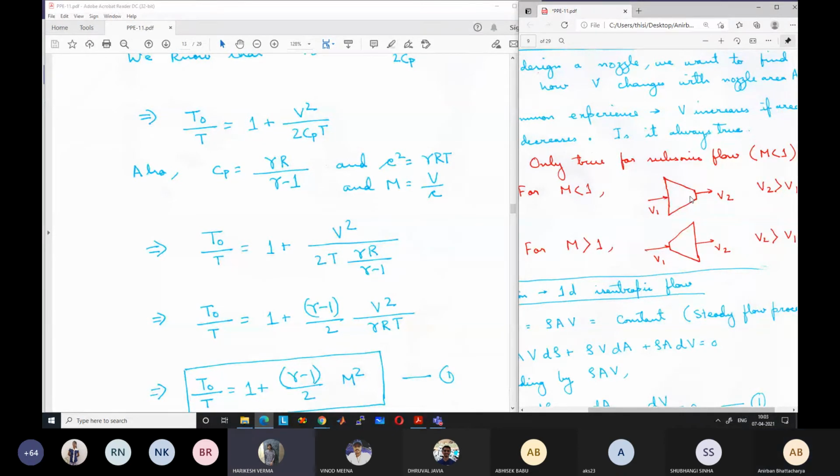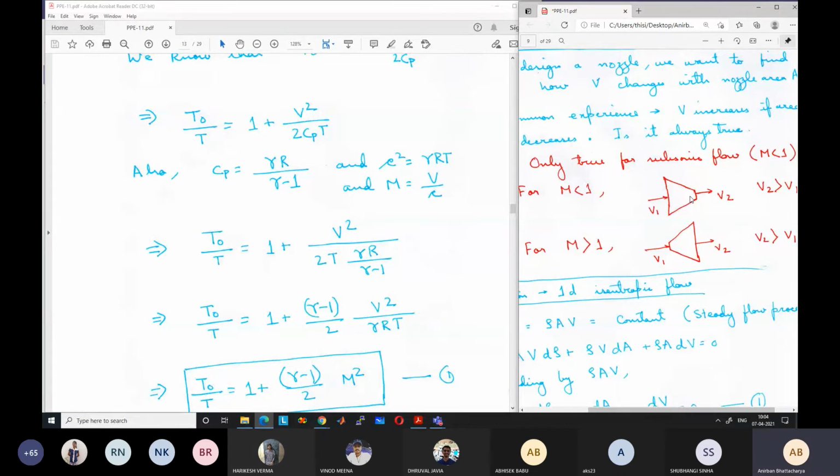So it should increase. Stagnation enthalpy is constant, H0. So what will be the variation of stagnation temperature T0? So maybe increasing. How can it increase? For increasing the temperature, energy has to increase, right? Otherwise, how will the temperature increase? Energy increases means enthalpy has to increase. Not static temperature, I am talking about stagnation temperature.